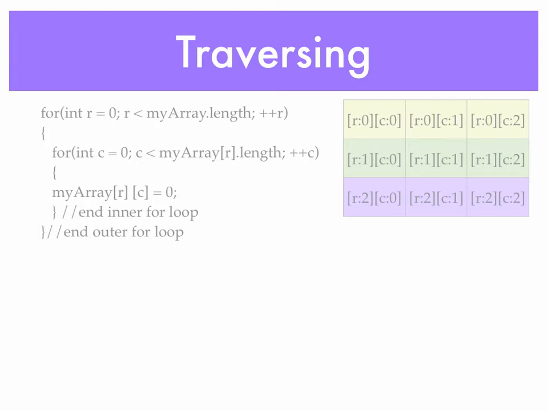So here's the inner and outer loops that will accomplish that. I declare in my outer loop an int r, give it a value of 0, and I'll say as long as r is less than myArray.length, the length of the array, I'll continue iterating through the loop. As I iterate through the loop, I'll increase r. That's my outer loop. My inner loop, I declare a variable c, I give it a value of 0. As long as c is less than the length of the specific row that I'm in, I'll iterate through this inner loop. As I iterate through, I'll increase c. Inside this inner loop, I will put into the space [r][c] the value 0.